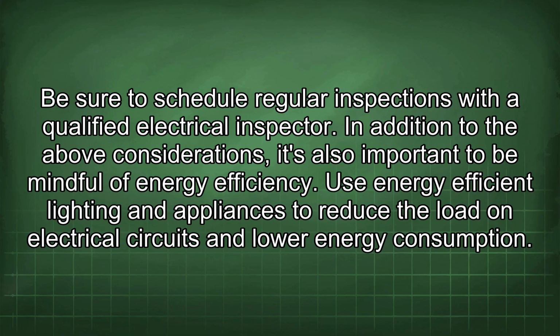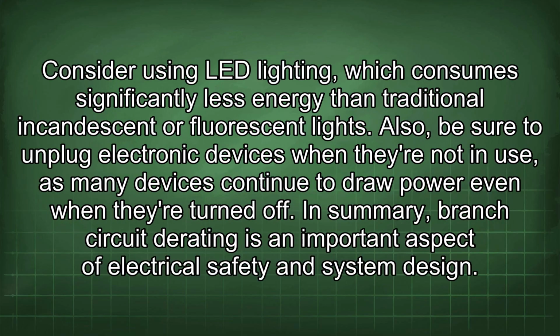In addition to the above considerations, it's also important to be mindful of energy efficiency. Use energy-efficient lighting and appliances to reduce the load on electrical circuits and lower energy consumption. Consider using LED lighting, which consumes significantly less energy than traditional incandescent or fluorescent lights. Also, be sure to unplug electronic devices when they're not in use, as many devices continue to draw power even when they're turned off. In summary, branch circuit derating is an important aspect of electrical safety and system design.